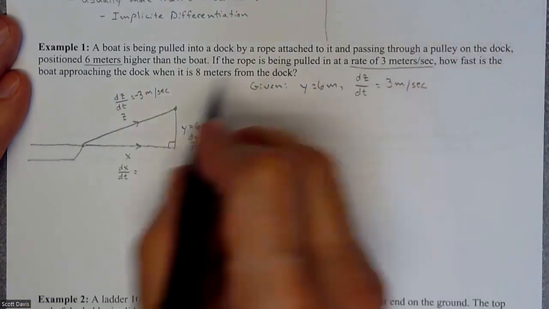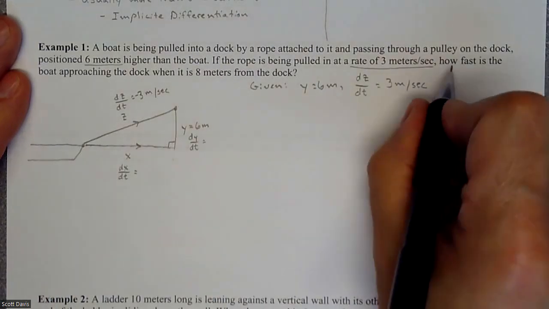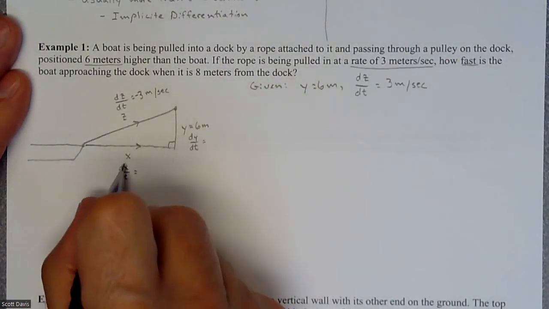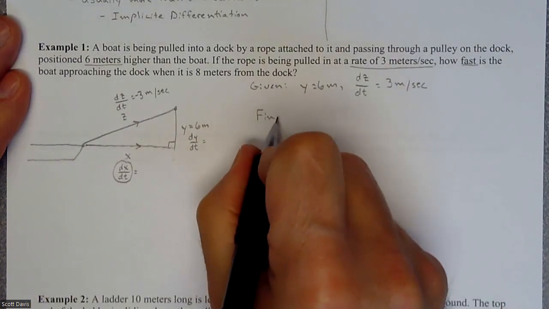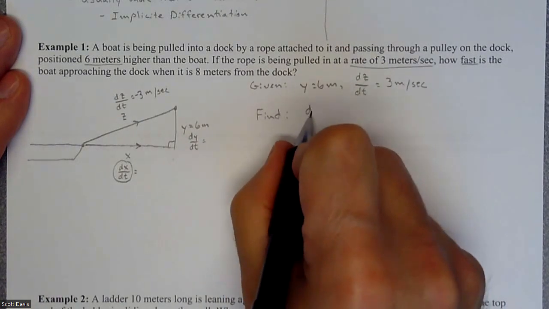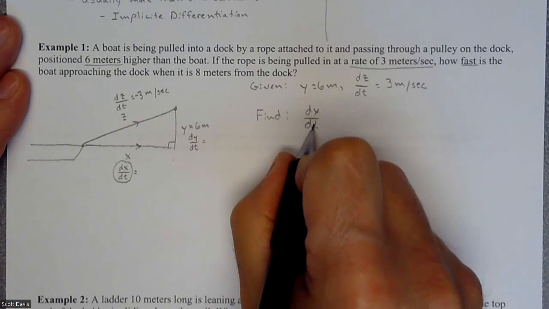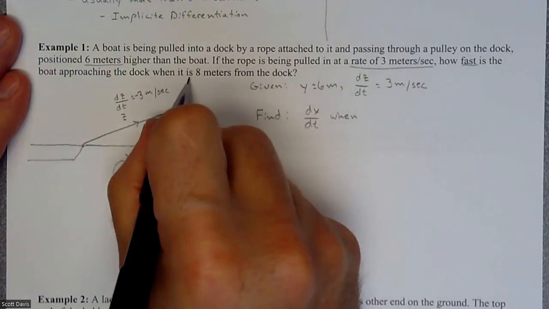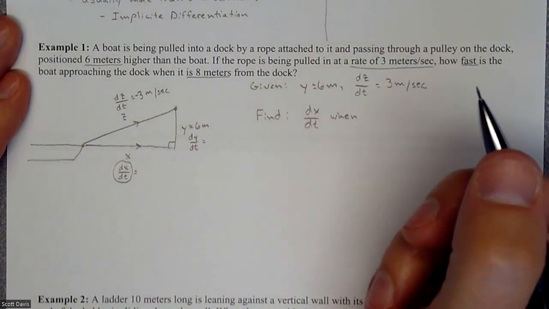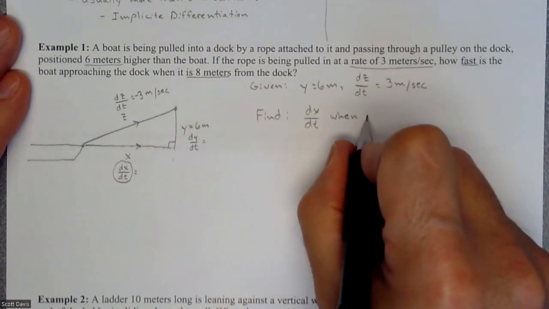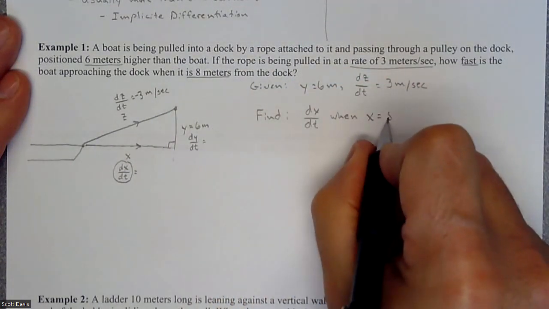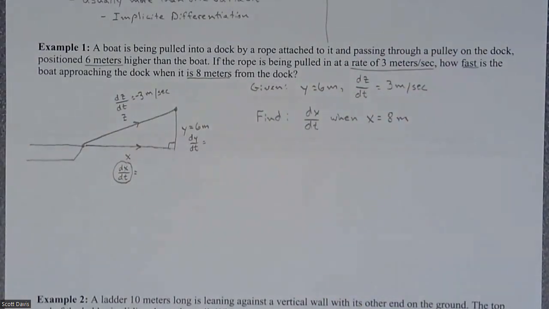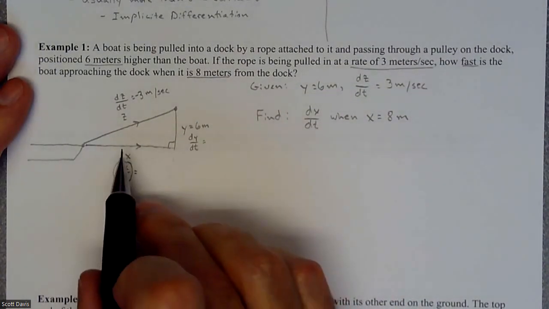And then how fast is the boat approaching the dock? That's this value. We are trying to find our dx/dt when, specifically, how fast when the boat is 8 meters from the dock. So when our x value specifically equals 8. Okay, so that's what we have. So what we've got to do is create some sort of an equation that we can take the derivative of, because we need some sort of an equation.